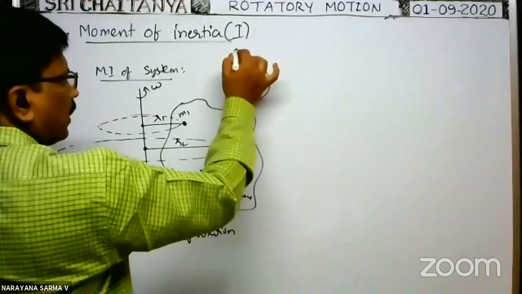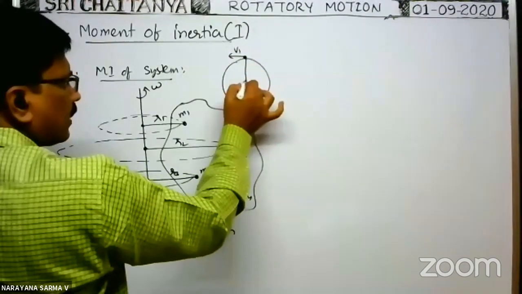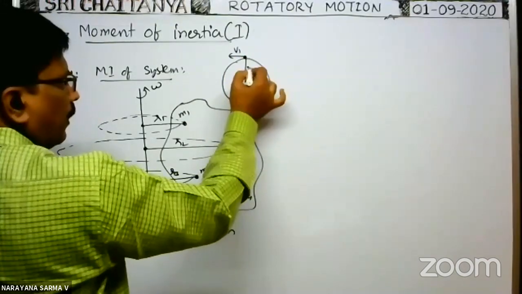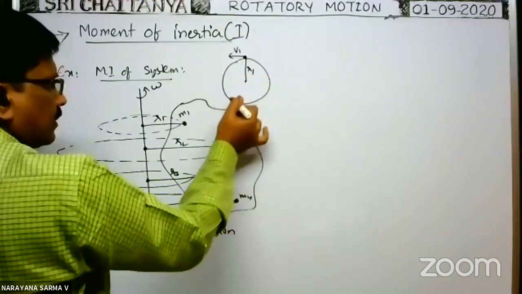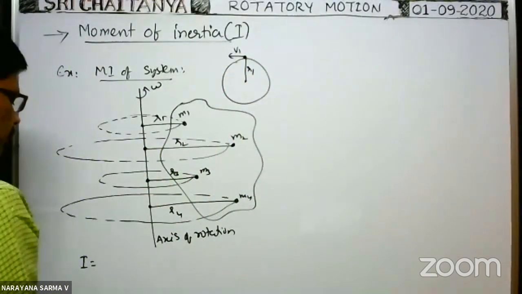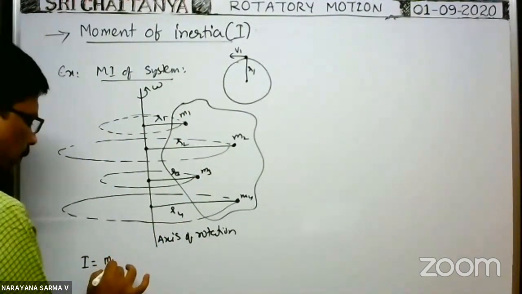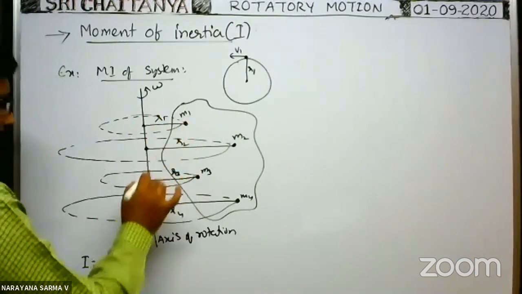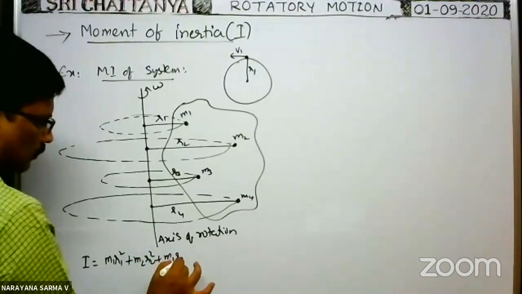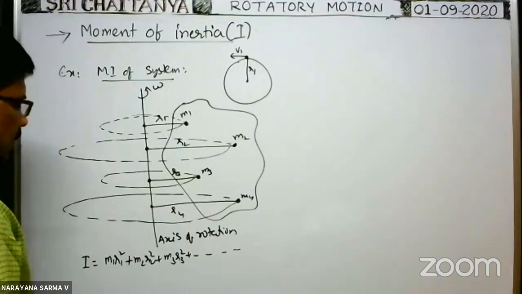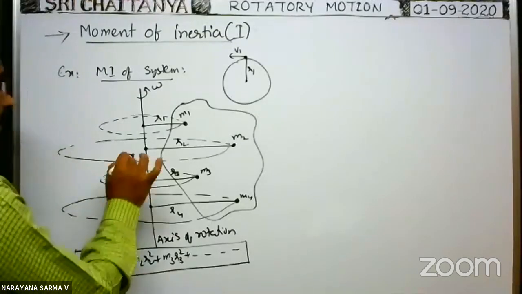While traveling along the circular path, suppose its speed is v1, along the tangential direction. Then from the center of the circular path, this is the perpendicular distance, perpendicular to the direction of its velocity. Whatever the distance from the center, that is called the perpendicular distance. These all are perpendicular distances. So the moment of inertia of a single particle is mass into perpendicular distance squared, plus the moment of inertia of the other particles, m2 r2 square, m3 r3 square, plus and so on. This is the moment of inertia of the entire rigid body or system about the given axis of rotation.